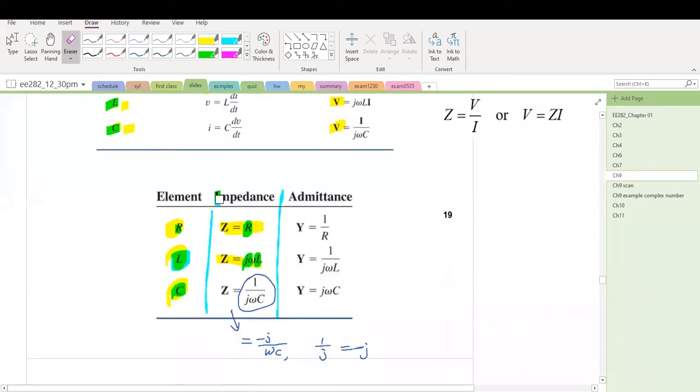Once we obtain the impedance, we can obtain the admittance, which is the inverse of the impedance. Notation of admittance is Y. The notation of impedance is Z. So Y equals 1 over Z. For resistors, the admittance is 1 over R. For inductor, it is 1 over j omega L. For capacitor, the admittance is Y equals j omega C.